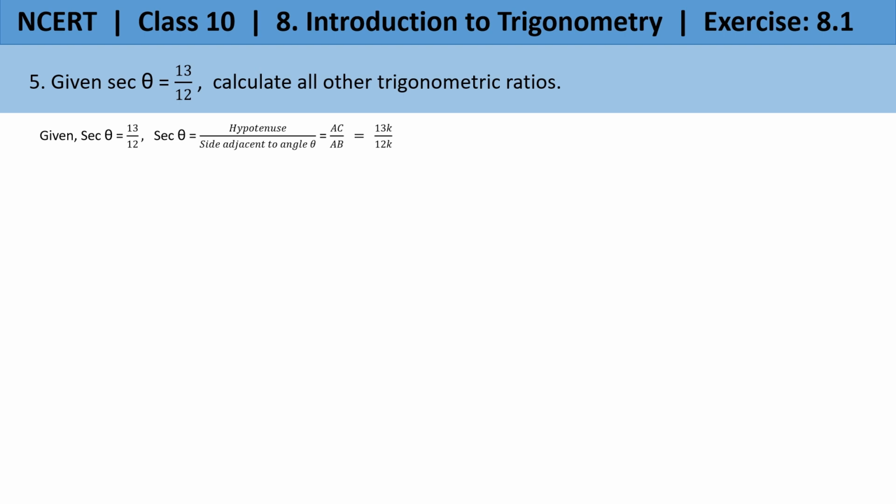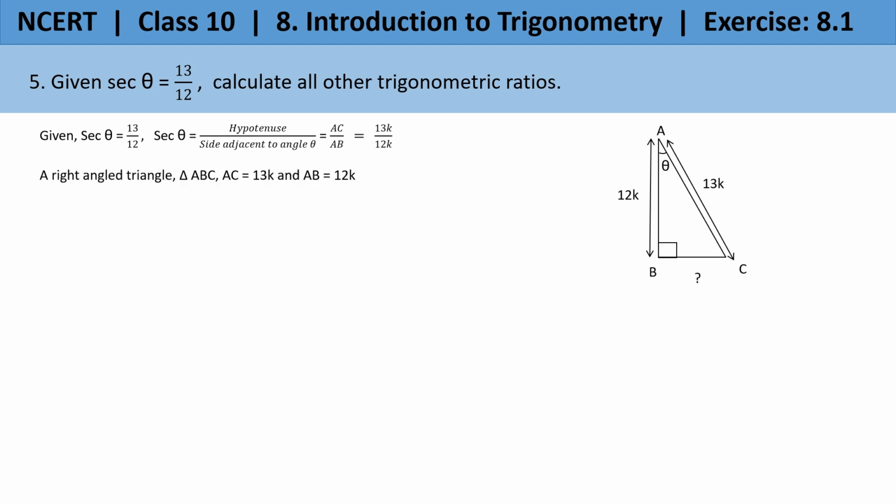First, let us draw a diagram. I have drawn hypotenuse AC, which is equal to 13k. I have drawn side adjacent to angle theta, AB, which is equal to 12k. We need to find BC. Now, the diagram is complete. We have a right-angled triangle, ABC. AC is equal to 13k.